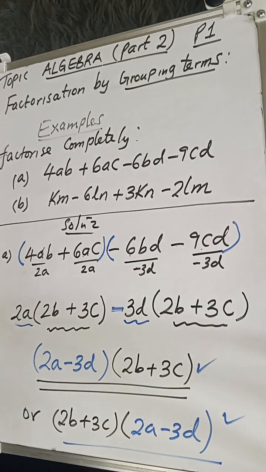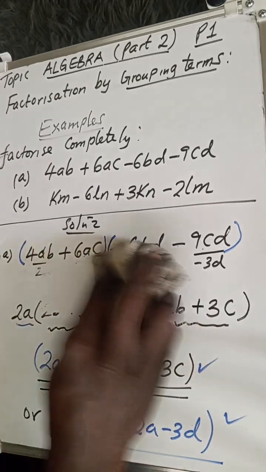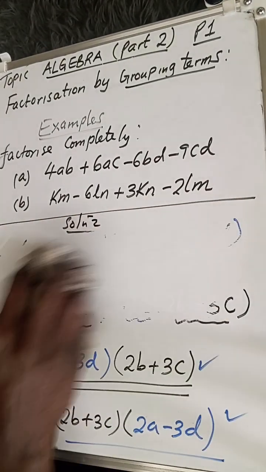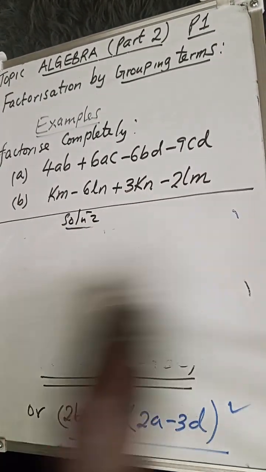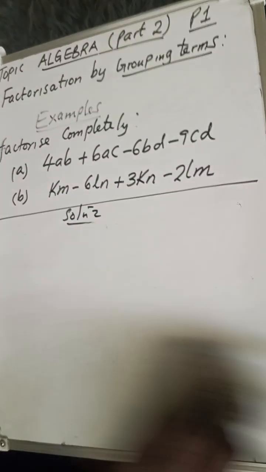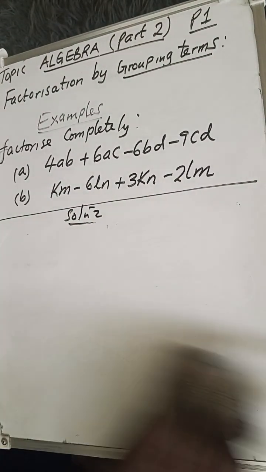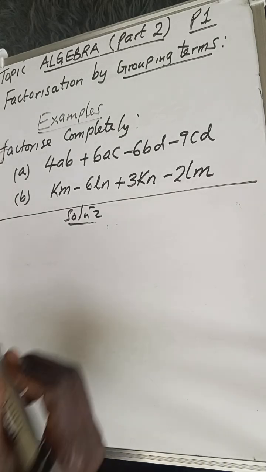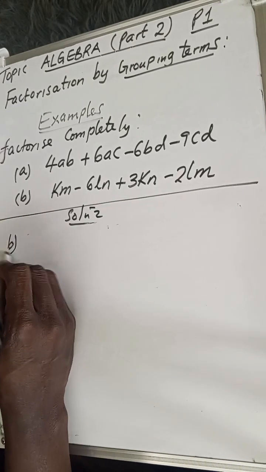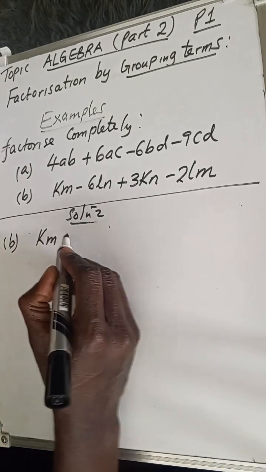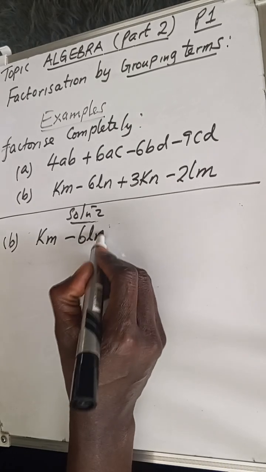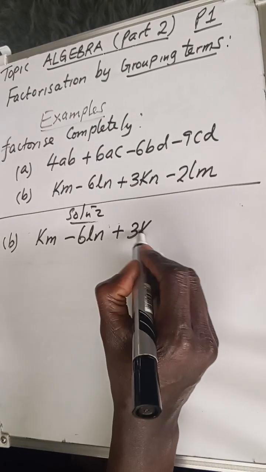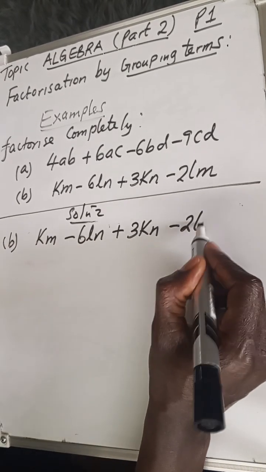Let's demonstrate a further example as I look at the B part there. The B part again says we factorize completely. Remember this is a concept that comes in your Mathematics Paper 1, Examination Council of Zambia. So B says Km minus 6Ln plus 3Kn minus 2Lm.